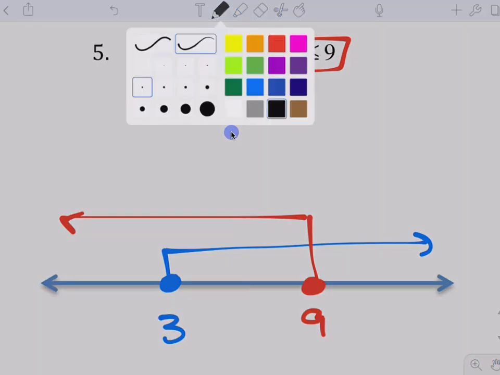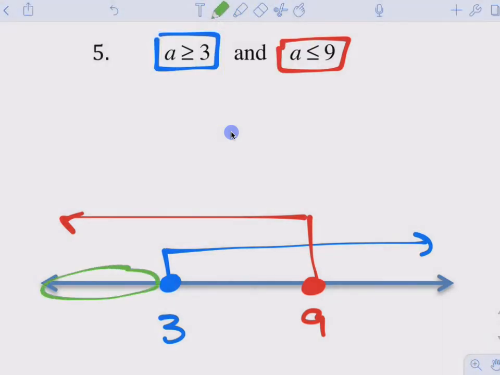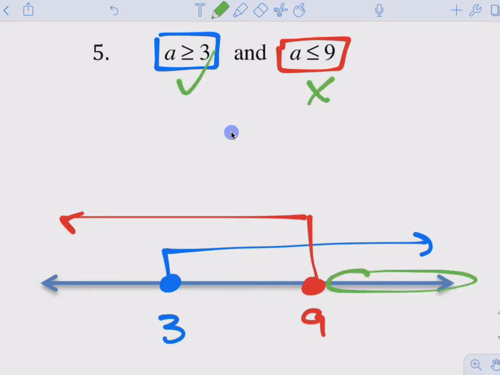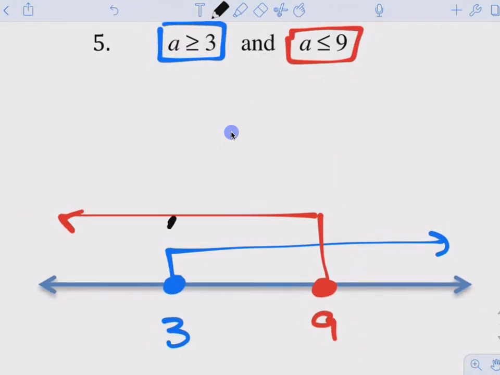So let's take a look on the number line. Well, these numbers out here make this guy true, but they don't make this guy true. So they're not going to be solutions. Sorry, no luck. These numbers in the middle, they are shaded in blue and red. They make this statement true and this statement true. They are going to be solutions. Awesome. Let's keep that in mind. And these numbers out here, they're shaded in blue, but not red. So unfortunately, since they don't make all the statements true, they're not going to be a solution. So it appears that our solution set is in this region just here in the middle.